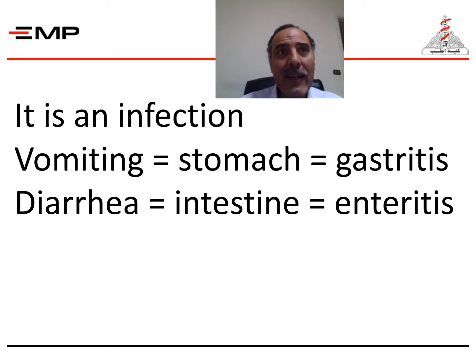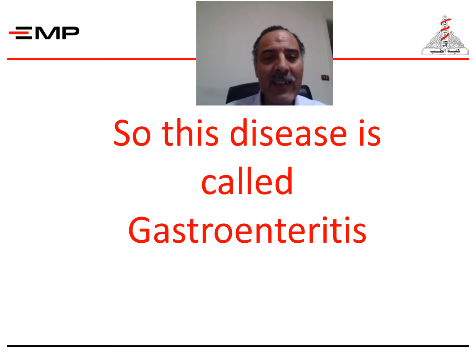Sure, this is an acute infection. It started rapidly and progressed rapidly. It contains vomiting, and vomiting is caused by a stomach disease, which, as you know from your pathology course, is called gastritis. And diarrhea usually arises from intestinal involvement, so it reflects an inflammation of the intestine, that is enteritis. Hence, the name gastroenteritis.